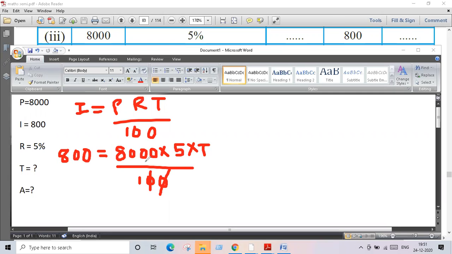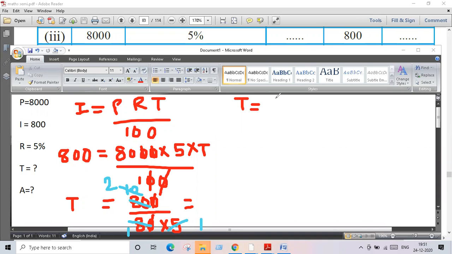So the zeros get cut, it's 2, 0. So T is what, guys? T is equal to 800 upon 80 into 5. One more zero is cut. 8 ones are 8, 8 tens are 80, 5 ones are 5, 5 twos are 10. So your value of T is 5 years.